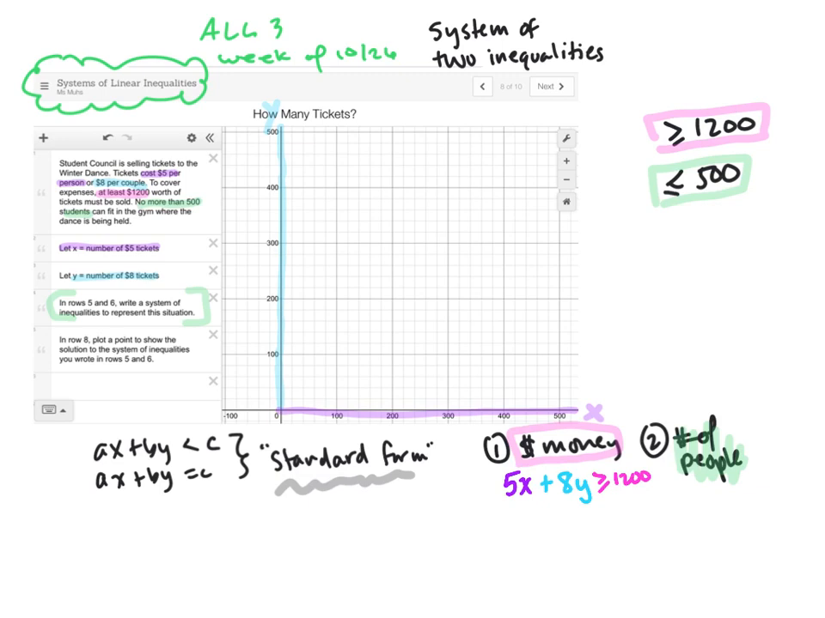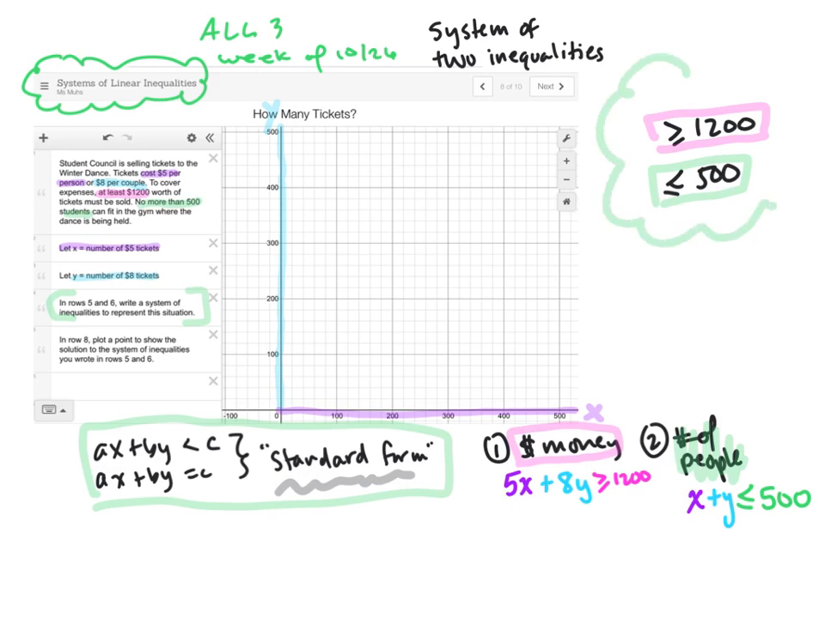Okay, so for the people, it's similar, but here I just have some number X plus some number Y of the couple people. And then that has to be less than or equal to 500. Okay, so those are our two equations. And really this is like a review, unfortunately, of standard form. So I'm going to use standard form. I'm going to use these two facts that I know, and then I'm going to write two equations.